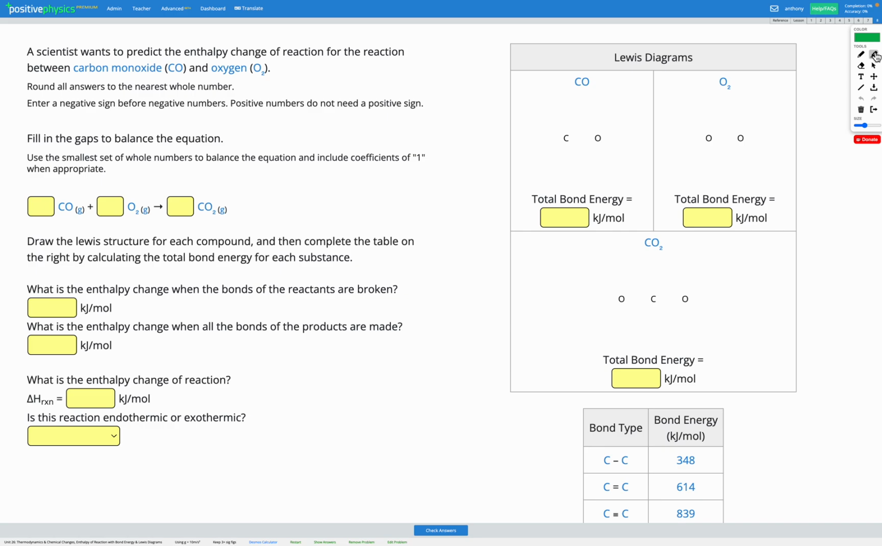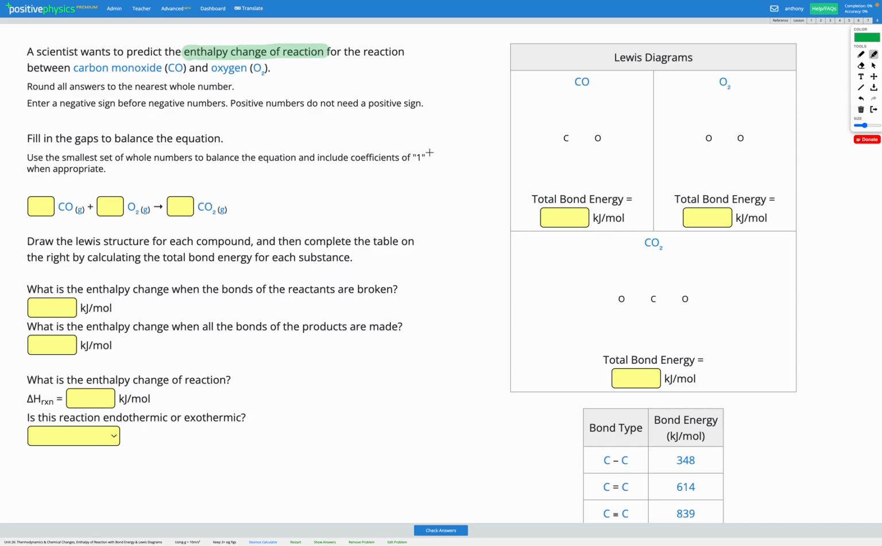This question is exactly the same as those in the previous skill, except this time we also have to draw the Lewis diagrams ourselves. So, in this question we have a scientist trying to predict the enthalpy change of reaction for the reaction between carbon monoxide and oxygen.